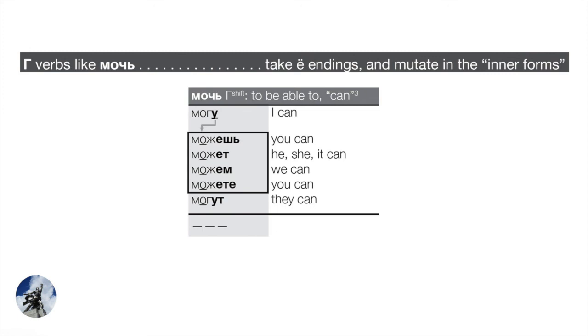See that black box? You have the outer forms, могу and могут, and then the inner forms, which all mutate. Again, that has a reason historically, but we're not going to get into that right now. We just have to learn the pattern. Now, by the way, a lot of textbooks would probably present this verb as to be able, or often in English we say I can, you can, he, she, or it can. We use can.